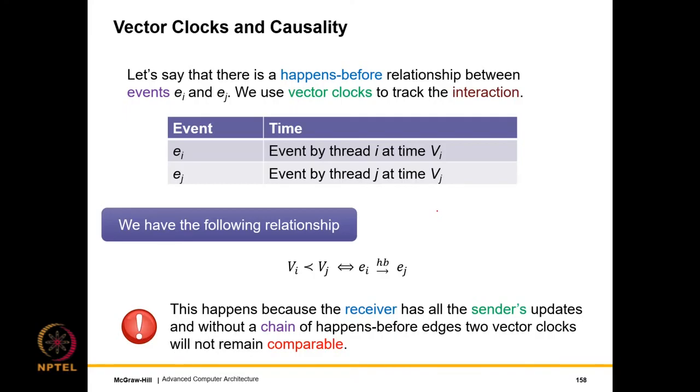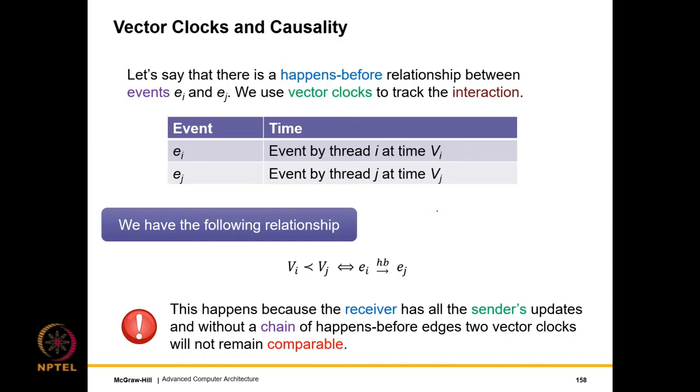So what about vector clocks and causality? Well, we have been looking at causality in the previous lectures as well. Causality basically means if event I happened and that led to event J, and event J led to event K, we have a causal dependence. So let's say that there is a happens-before relationship between events ei and ej. We will use vector clocks to track this interaction.